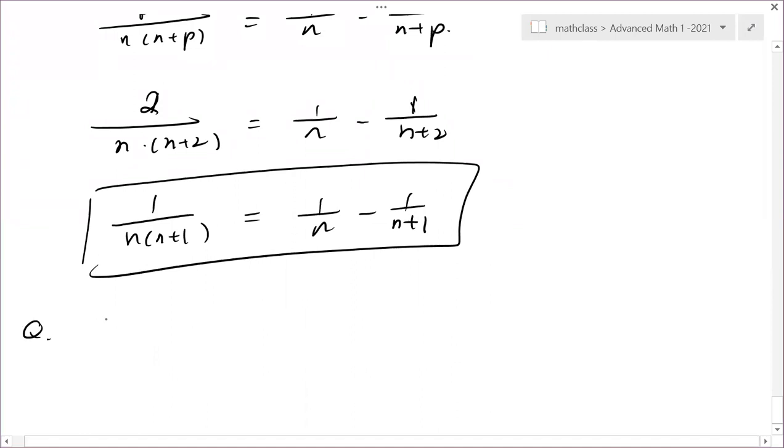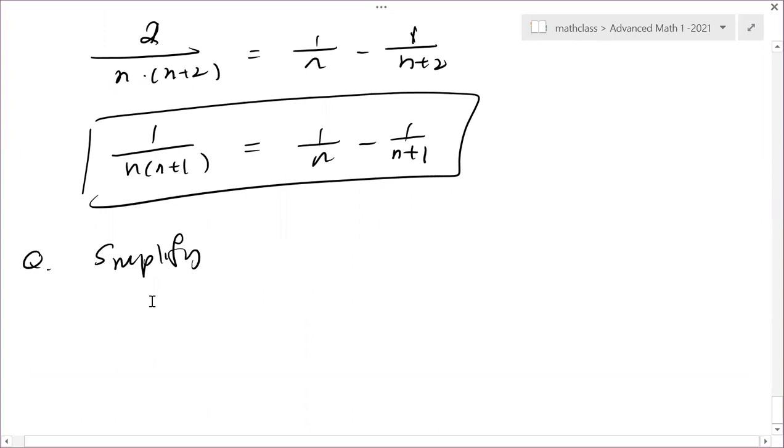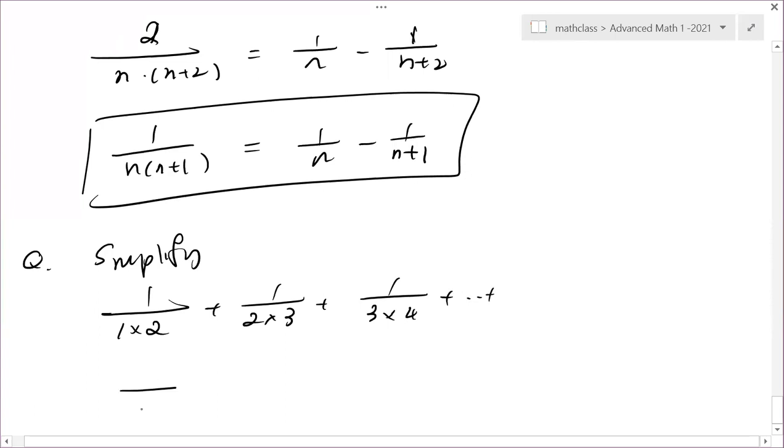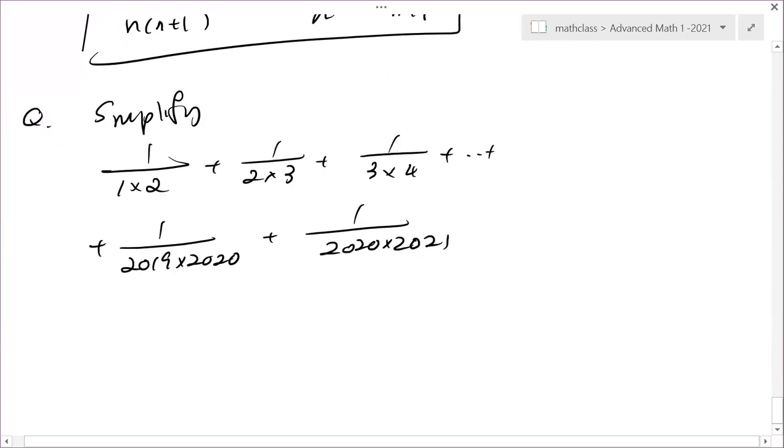Let's try to simplify. Simplify 1 over 1 times 2 plus 1 over 2 times 3 plus 1 over 3 times 4, and keep it going, up to 1 over 2020 times 2021. Okay. So how many terms do we have? 2020 terms. Why do I have to use 2020? Because we just passed 2020. We are now in 2021. Right? So add them together.